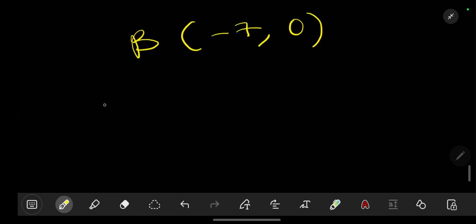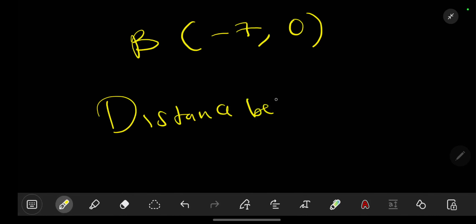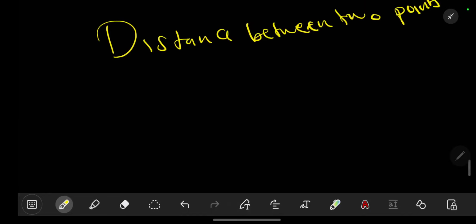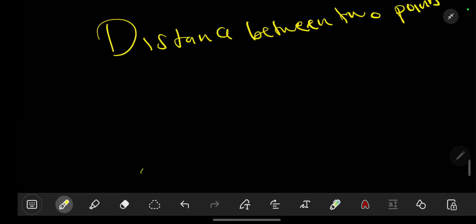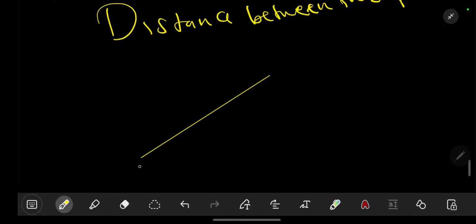If we are required to find the distance now, the distance between 2 points, remember this is a line and it's not starting at 0. So whatever x value is here, let's say for you to find the distance from 5 to 10, how do you find the distance from 5 to 10?